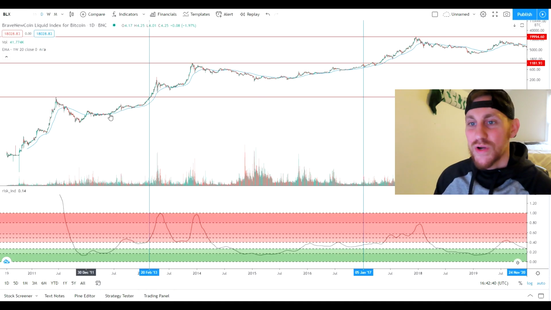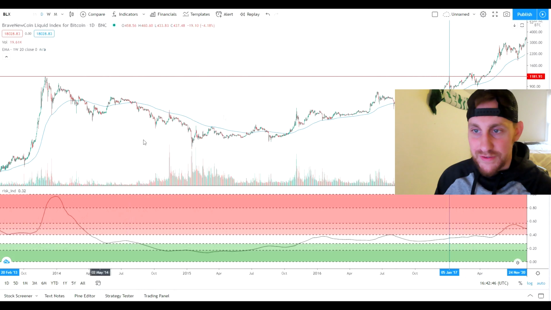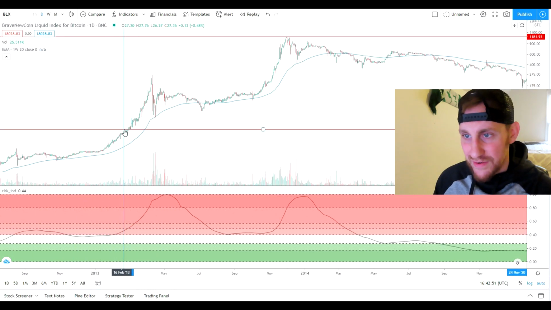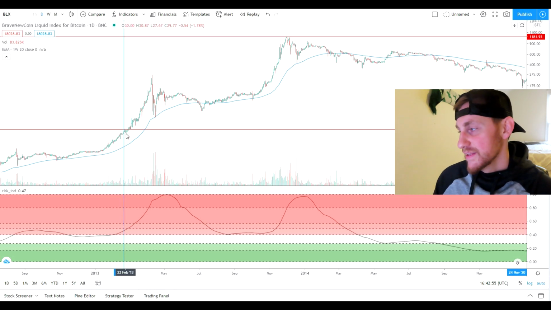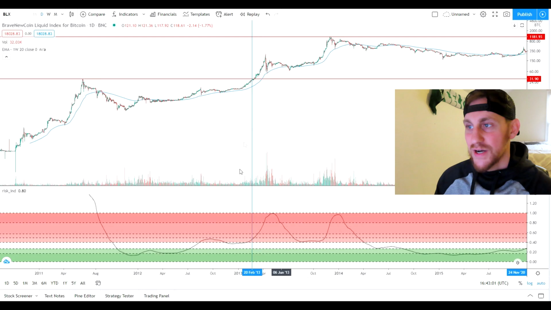Now, what did it do when it retested its all-time high back here? Well, it just didn't even have a pullback, really. If we zoom in a little bit here, you guys can see a little better. We had a little bit of a pullback, nothing crazy, literally about a 10% pullback, and then we pumped straight up, right? We didn't even think about pulling back.